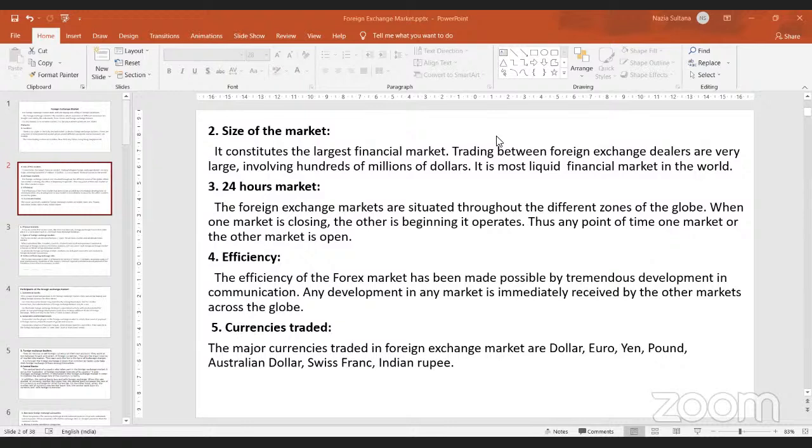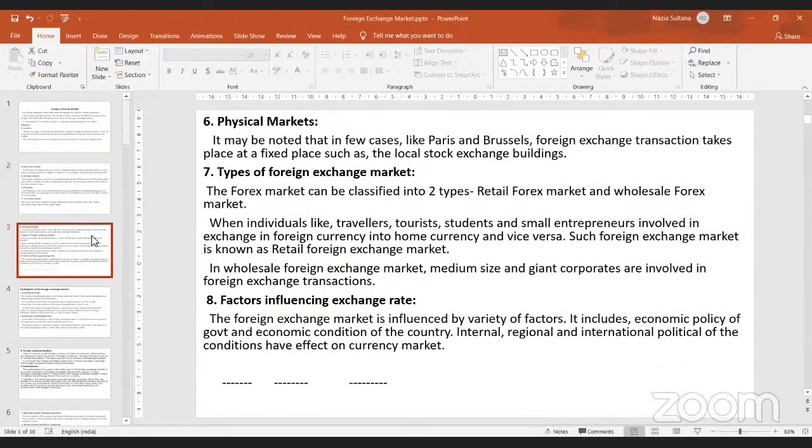So the major currencies of the world which are being traded are the dollar, yen, pound. Almost all the currencies are being traded, but the majority of the currencies traded are those of the developed countries in the world. Then you have a physical market.